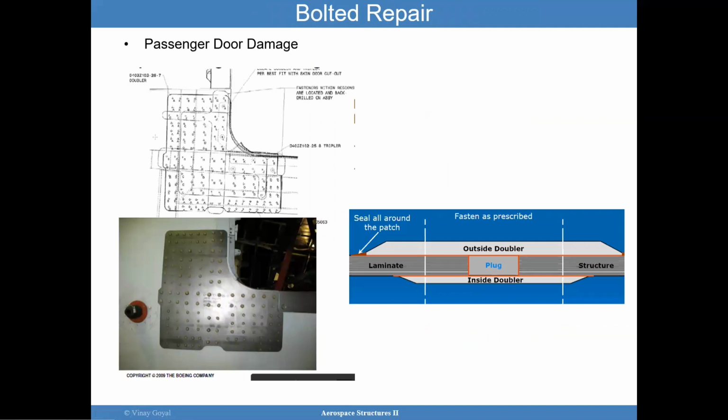Here's an example of a passenger door damage. This came from the Boeing company, and so credit to them. But here you can see a repair procedure trying to repair a significant amount of damage. And so you want to fasten away from the damage, and then you want to have a bolt spacing that's good bolt spacing, so the stress concentration from one hole doesn't affect the next hole. And also, you want to keep all this metal well bolted into the composite with appropriate torques and things like that.